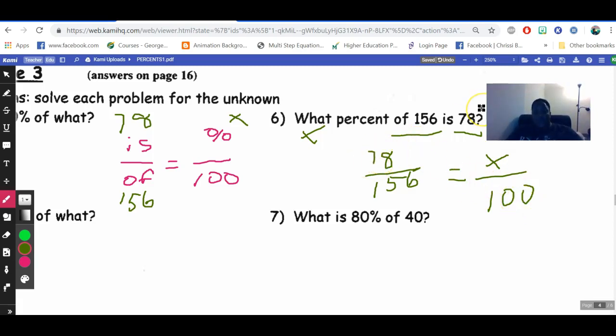So that's 78 times 100. You put that in, 78 times 100 gives us 78,000, and then divide by the only number that you have left in your problem, which is 156. So then I take that answer and divide by 156. Okay? In this case, x is 50. Let's try it again.